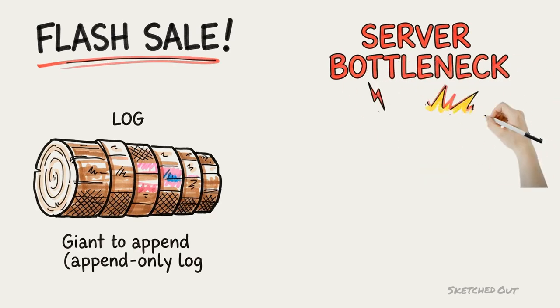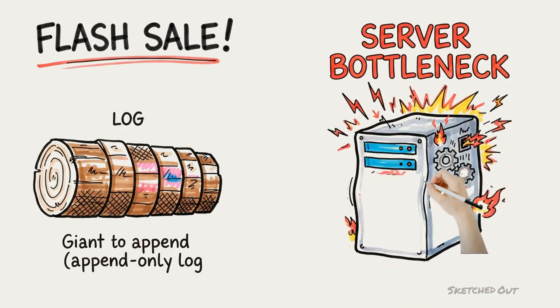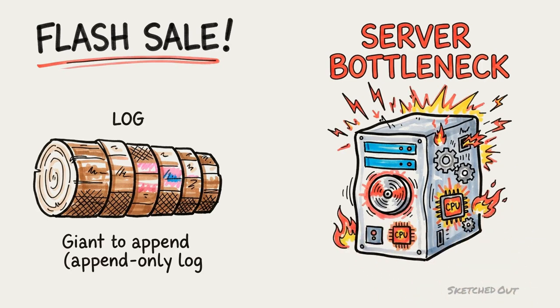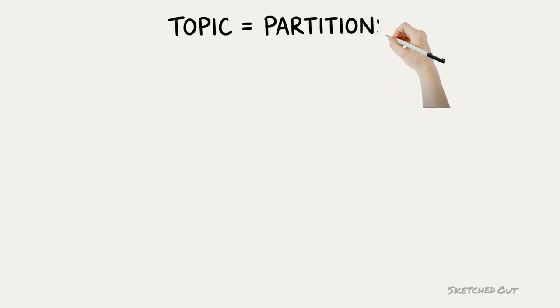If a topic is just one giant log on one server, eventually that machine becomes the bottleneck. One disk, one network card, one CPU. Even sequential writes have limits. Kafka solves this by changing the shape of the topic itself.